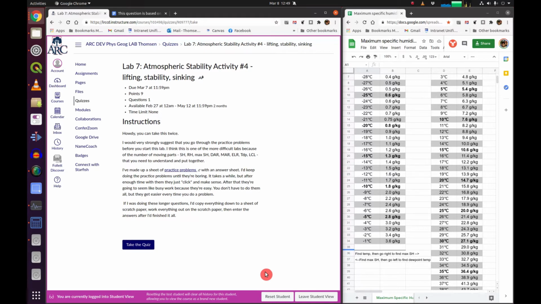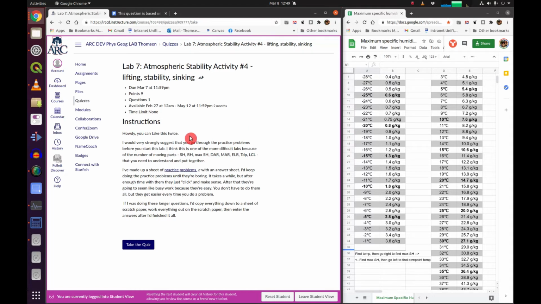Okay, let's take a look at another example from Lab 7, atmospheric stability. This time we're going to be doing lifting, finding the stability of a parcel, and then watching that parcel sink. So the first thing I'm going to do is read the instructions.